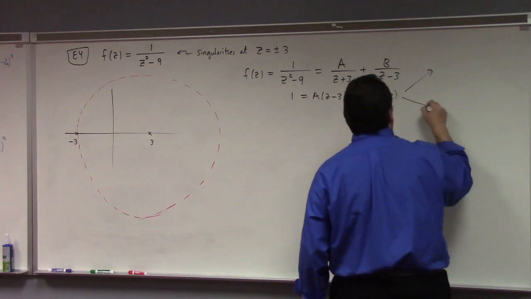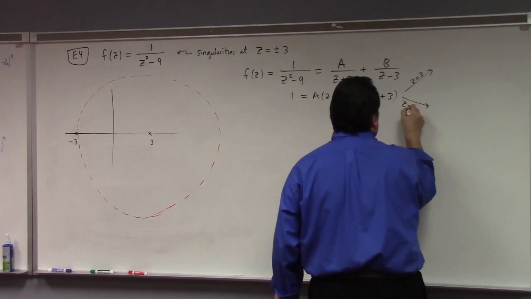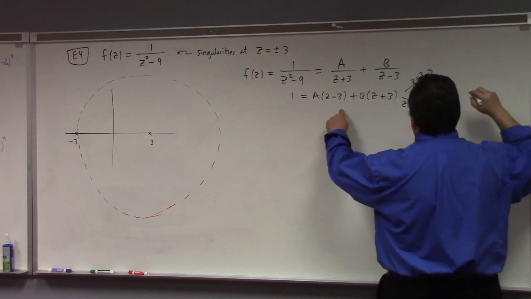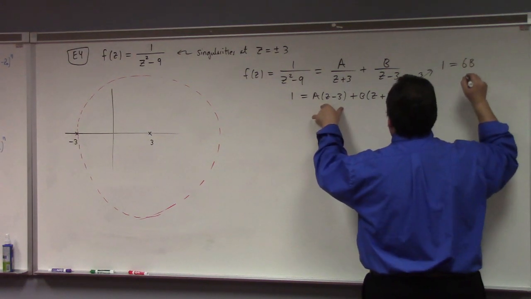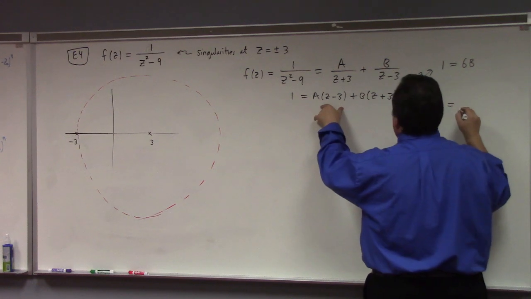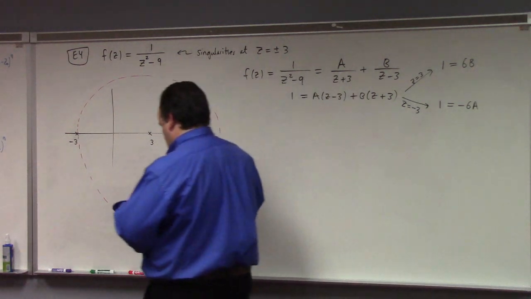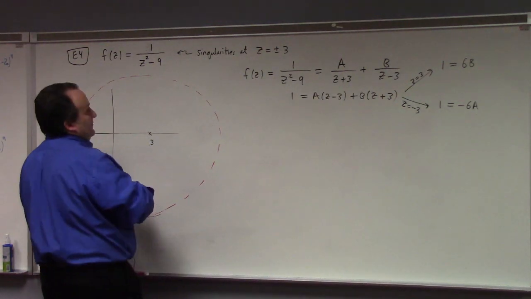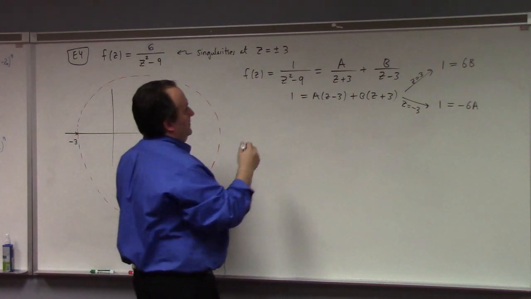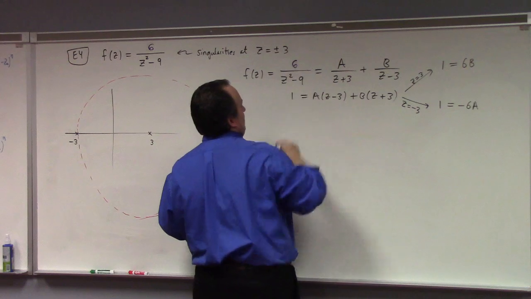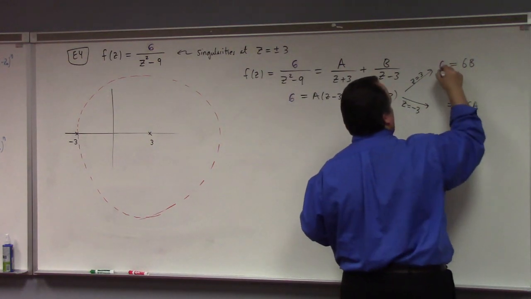And let's see here. I mean, the proof's in the pudding, I suppose. If it works, it works. If I put in z equal to 3, I get 1 equals 6b. If I put z equals to minus 3, I get 1 is equal to minus 6a. I see now that my original formula was missing a 6 right here. There we go. That's better. Fixed.